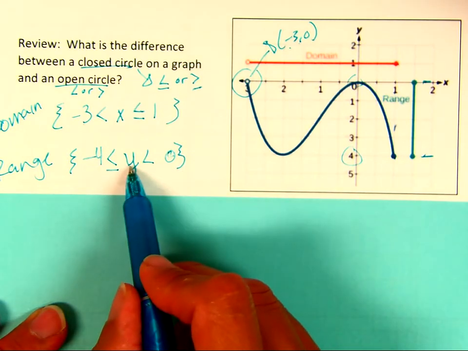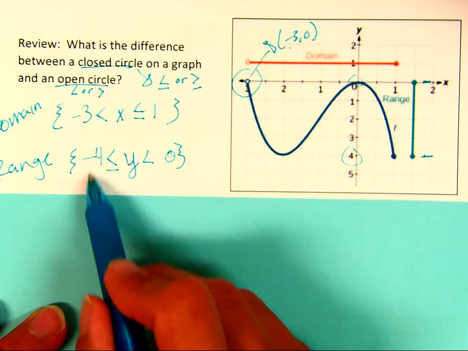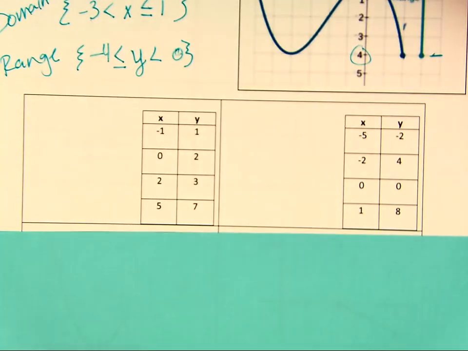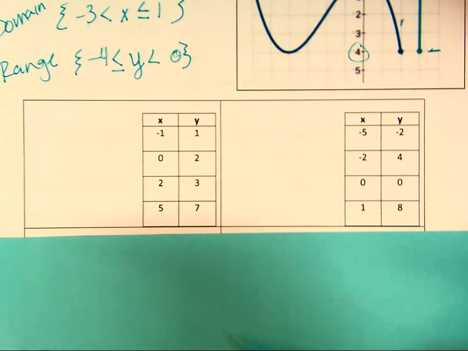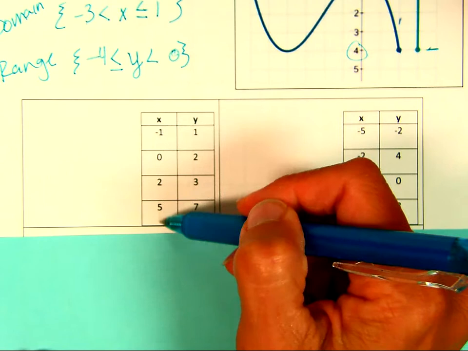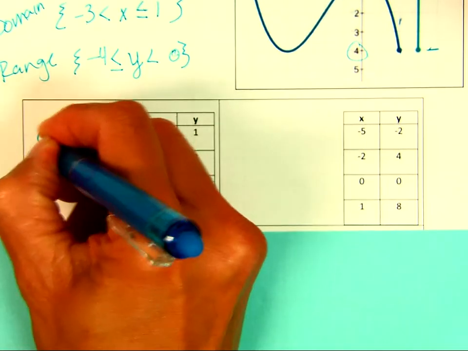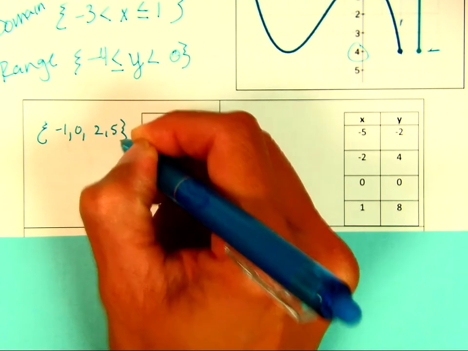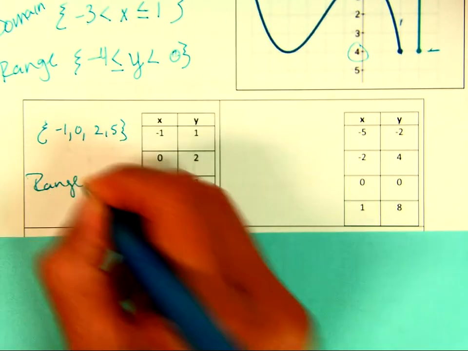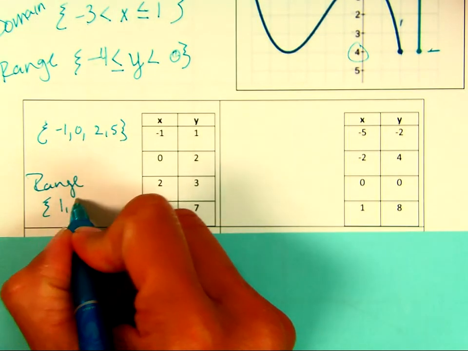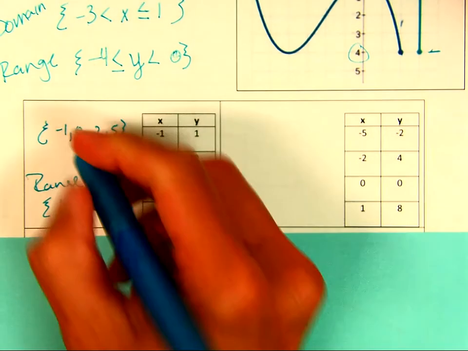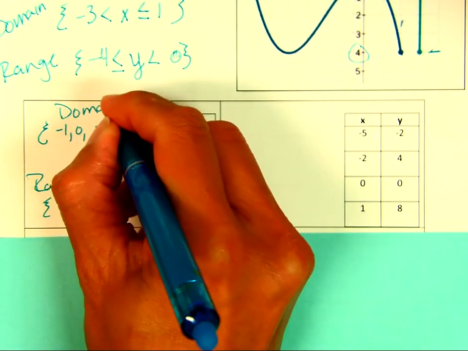So I could do -1.27, -3, all of those are included in this right here. So now we're going to do some examples. So here it's a table, it's a set of values. So it makes it kind of easy because I see that my x's are all lined up and my y's are lined up. So my domain is going to be -1, 0, 2, 5. And my range is going to be 1, 2, 3, 7. So I just remember domain are possible x values, range possible y values.